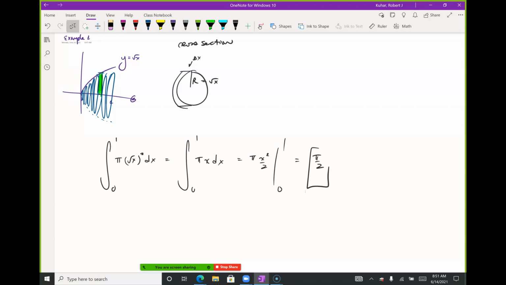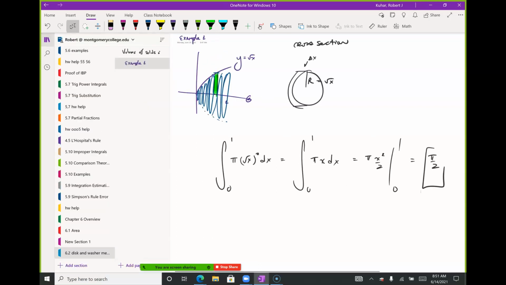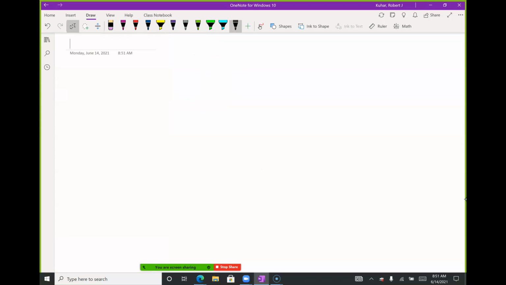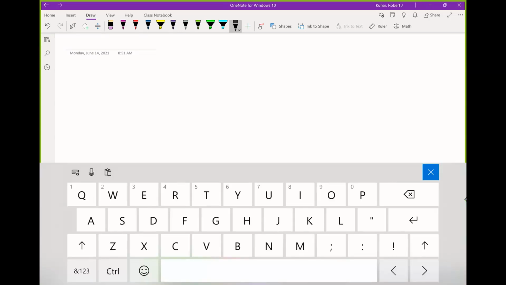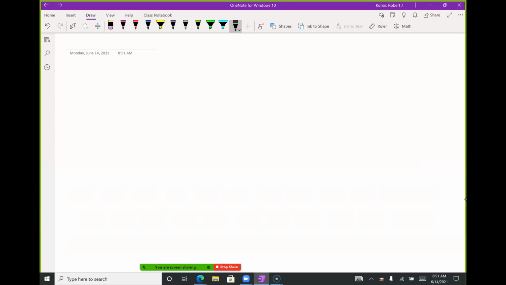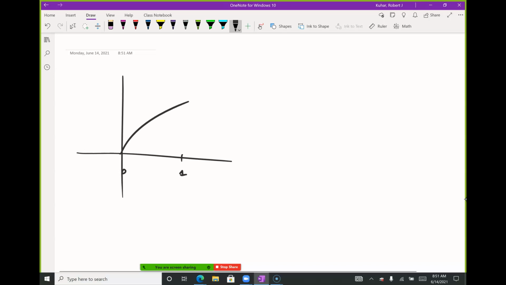Let's do the same problem, but let's rotate it around the y-axis. Everyone okay to move on here? New problem? So I want to take that same area from 0 to 1 of square root of x, and I want to rotate it about the y-axis. So notice here that my rectangle is going to fit somewhere inside from right to left.